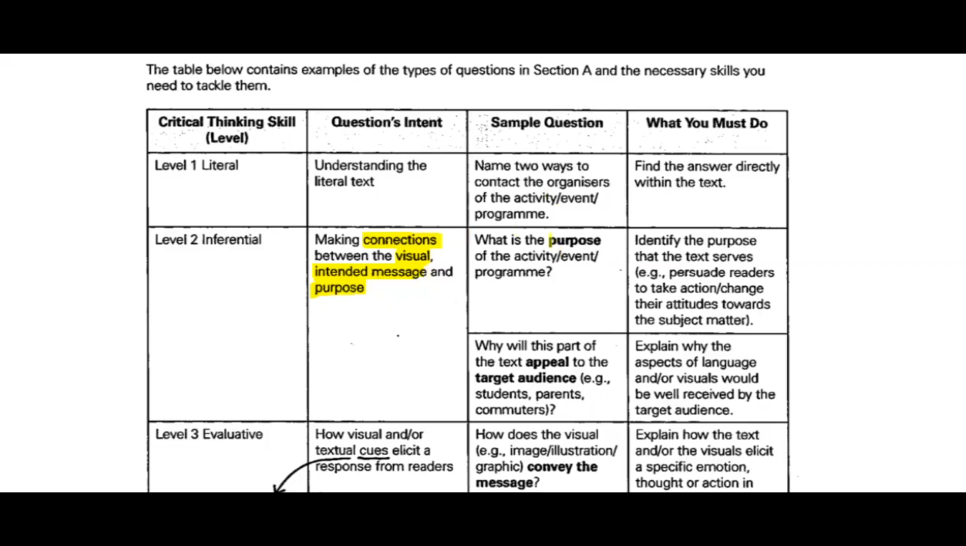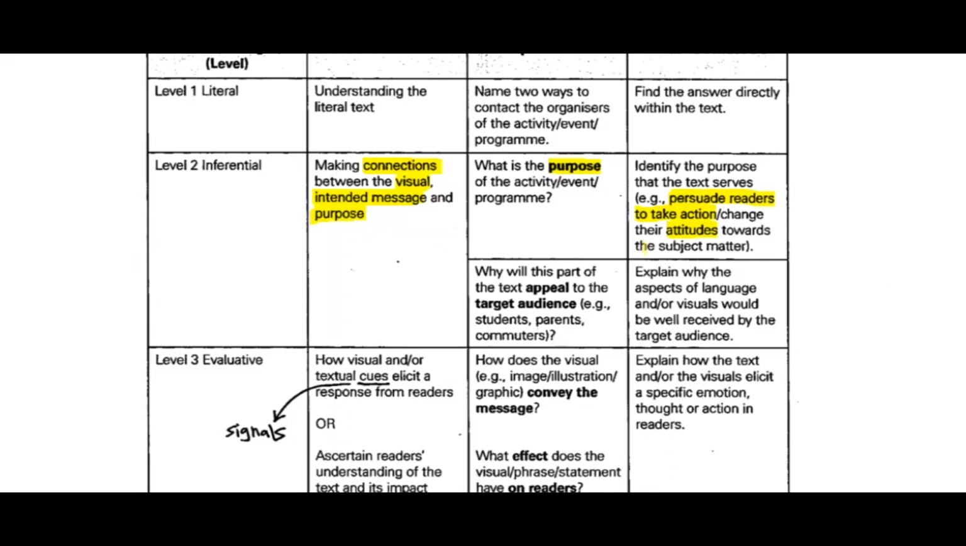So for example, what is the purpose of the activity, right? The purpose could be to persuade readers to take action, to persuade them to do something, or it can change their attitude, cause them to perceive something differently. So these are some common purposes for the visual text.